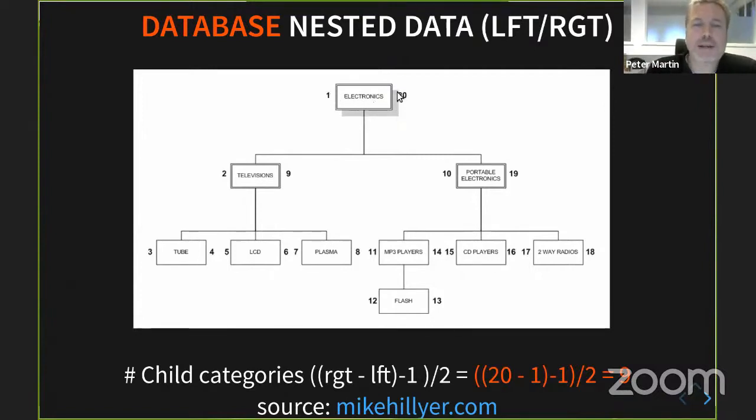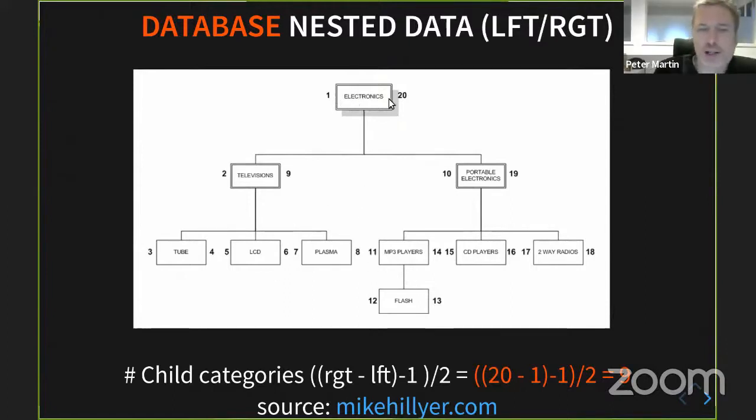It has a 1 and a 20. This is the left side, which is 1. This is the right side, which is 20. If you look underneath it, there are 1, 2, 3, 4, 5, 6, 7, 8, 9 subcategories. But you can also calculate it without even looking at the schedule with a scheme.